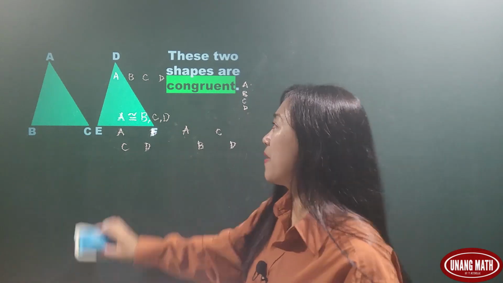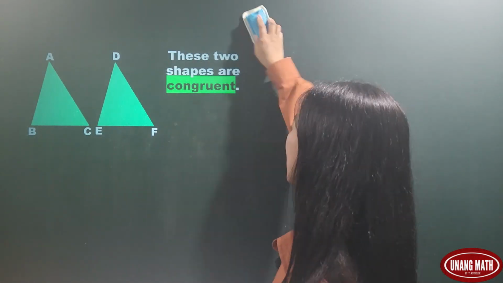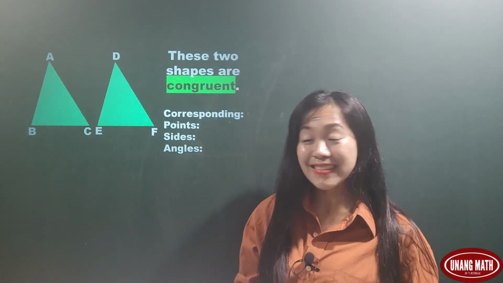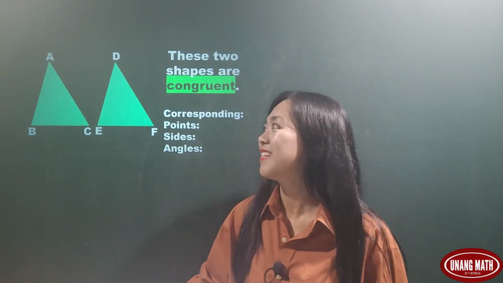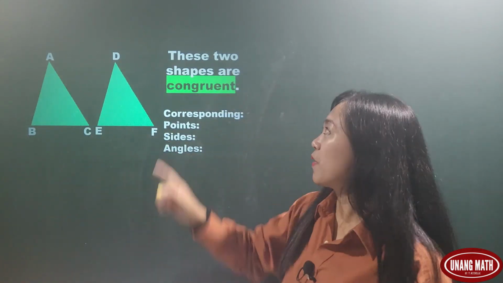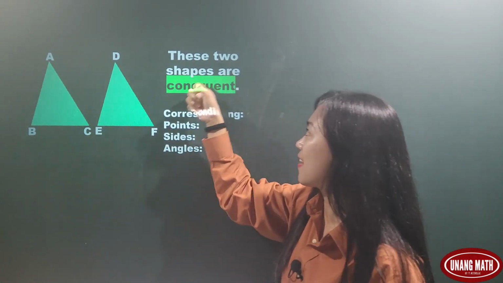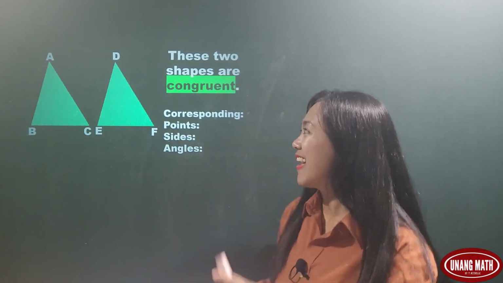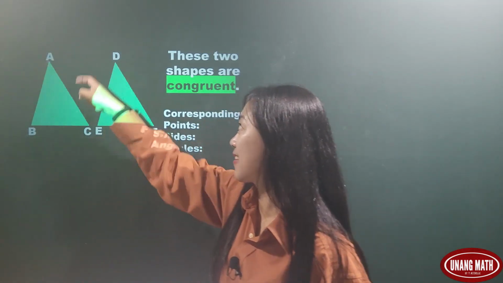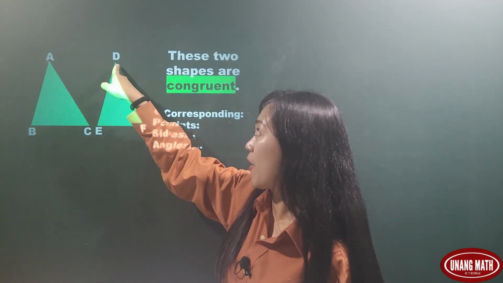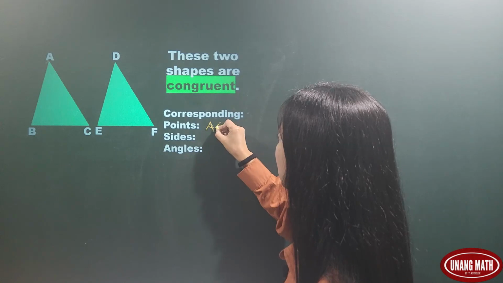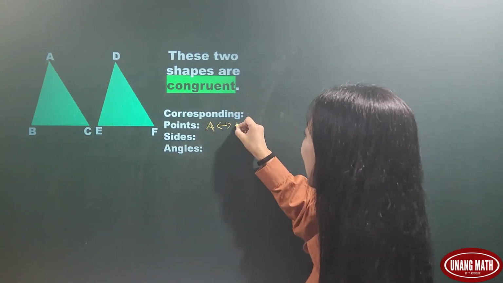Okay. Kapag ang mga shapes ay congruent, okay, meron itong tinatawag na corresponding points, sides, and angles. Okay, let's say for example, okay, ang triangles na ito. So these two shapes or triangles are congruent. Okay, nasaan ang corresponding point ng A sa triangle na ito? Ito ay ang point D. So, A here, okay, corresponds to point D.